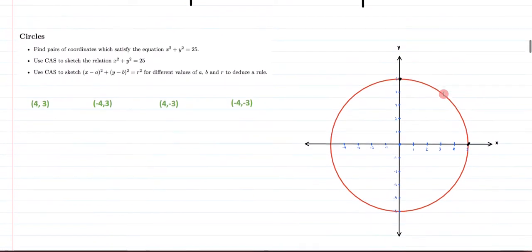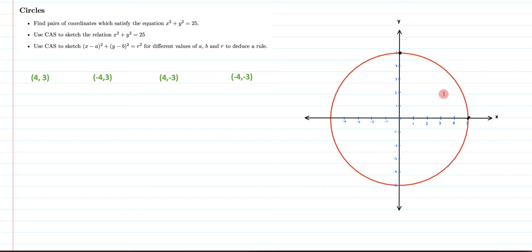Now the notes begin. So this is where everyone should now be beginning to write things. The first thing we're asked to do is find a pair of coordinates which satisfy the equation x² + y² = 25. Based on what we've just shown, we know that this is describing a circle with the center at the origin and a radius of 5. And there are many different points that exist along this circle. For instance, (4, 3).